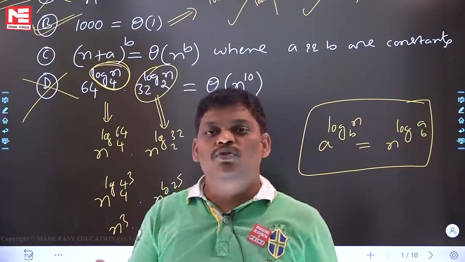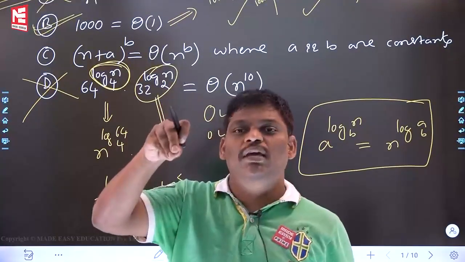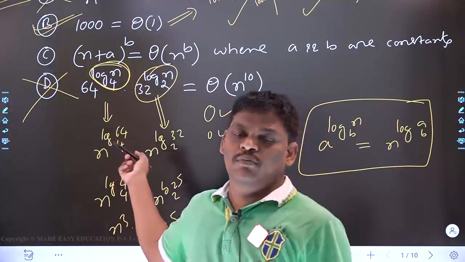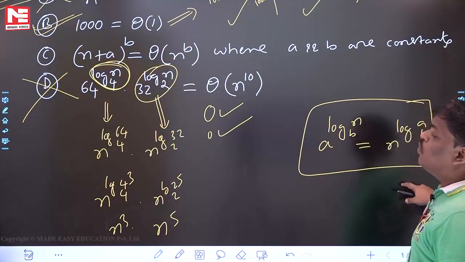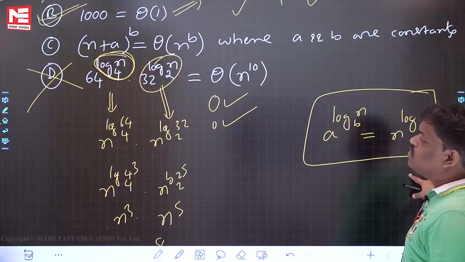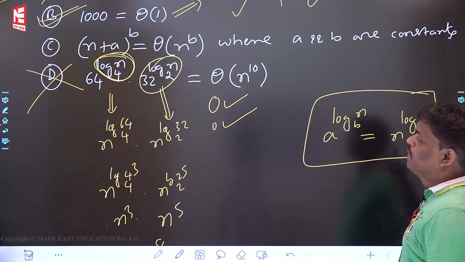Through experience, I got to know that when the power log is there, that time you remember this. Mostly it will be helpful. So, the fourth option is fail. Fourth option, big O pass, omega pass. Actually, sorry. Fourth option, big O pass, small o also pass, omega fail.